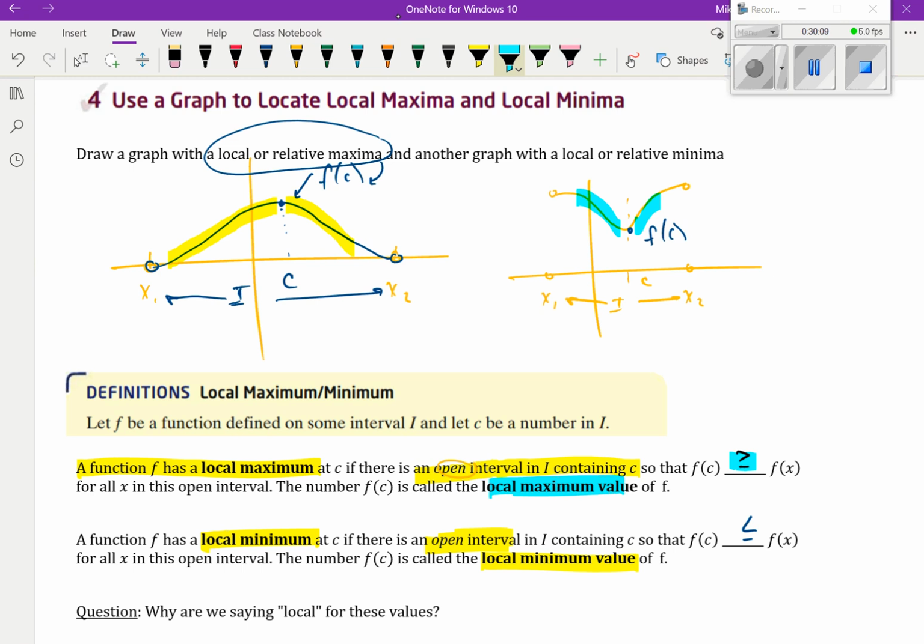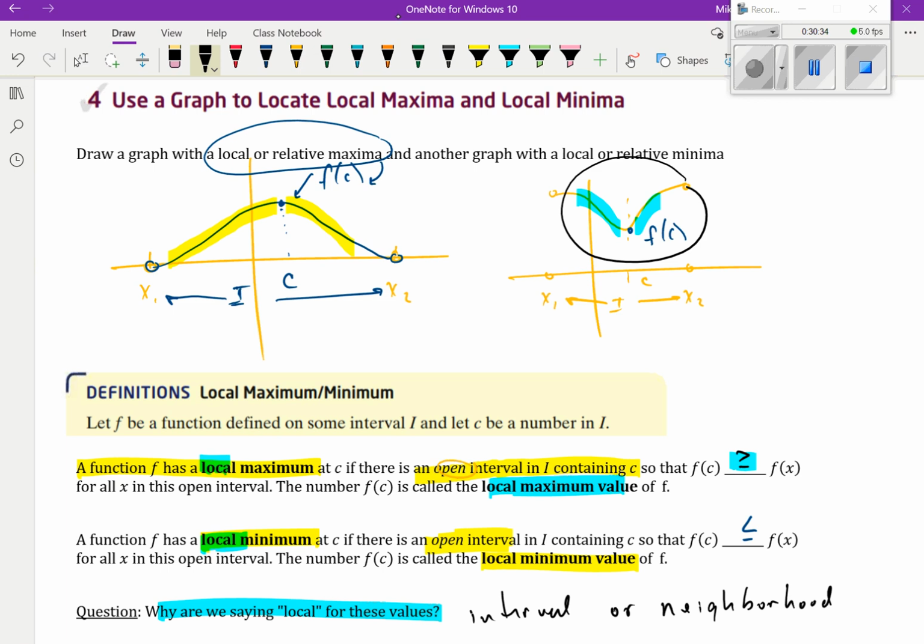Why do we call these locals? Why are we saying these are local values? Because we're restricted to some interval, restricted to some neighborhood. So we're in some interval, or in some particular neighborhood, so to speak. In this particular region, f of c is the smallest point. In this particular region, f of c is the largest point.